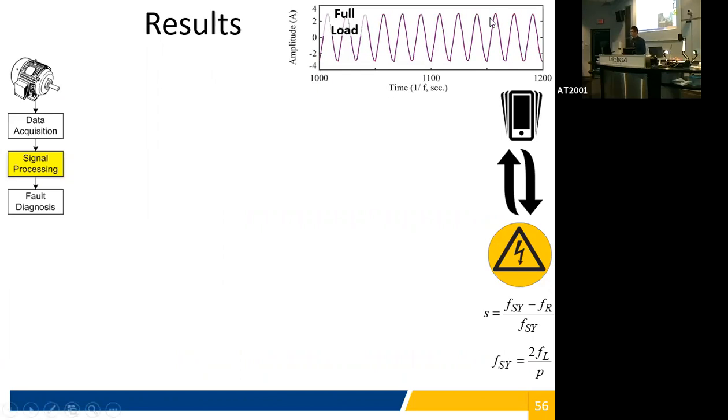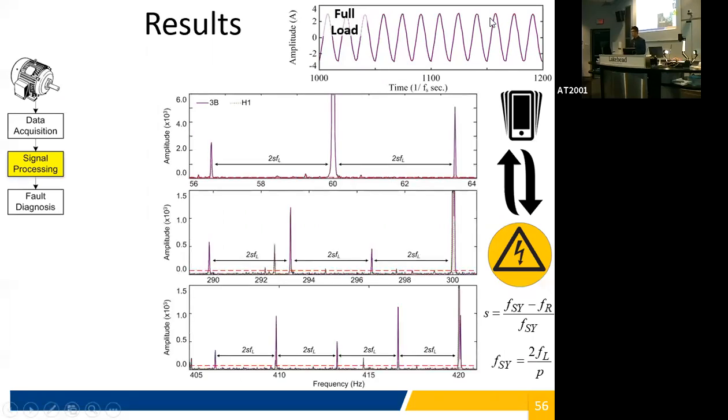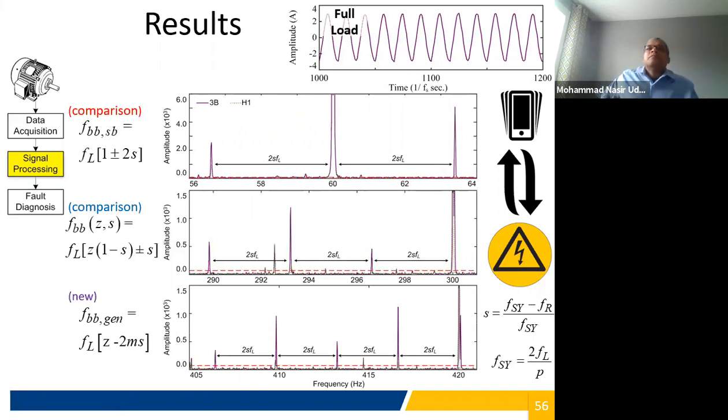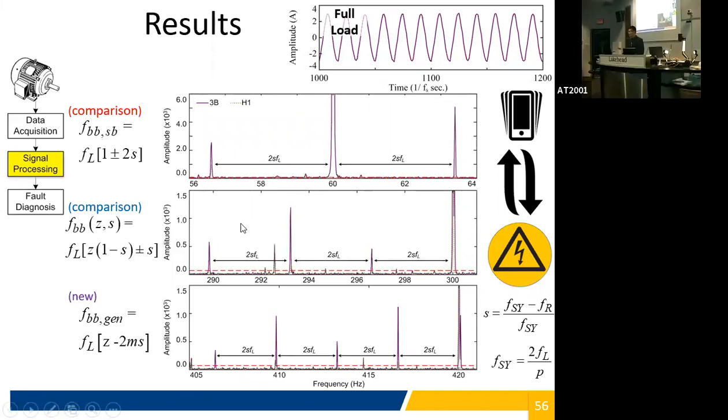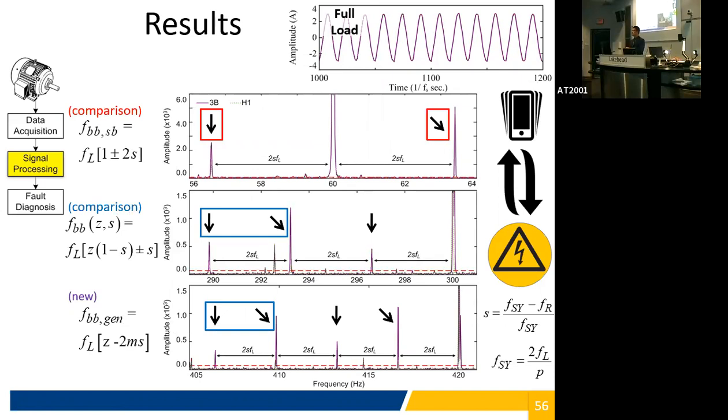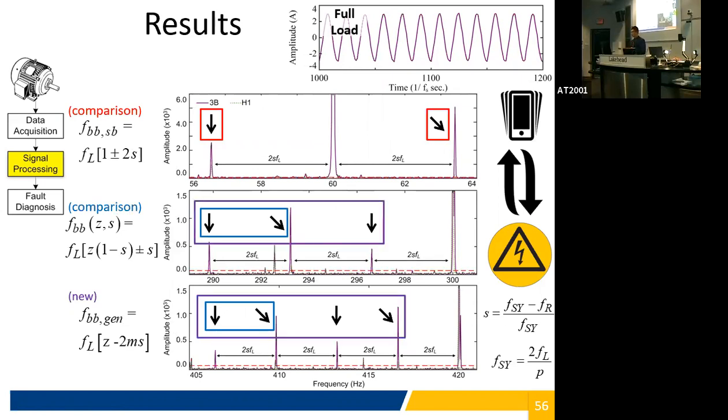So here is the current signal at full load, and here are the corresponding fault features. These two on the top are for comparison, and the bottom one is the proposed fault detection technique. As we see here, these are sidebands. These are the higher frequency harmonics, and this is a generalized method that is used in this work. We can see all these equations have slip in them, which relates to the rotor frequency.